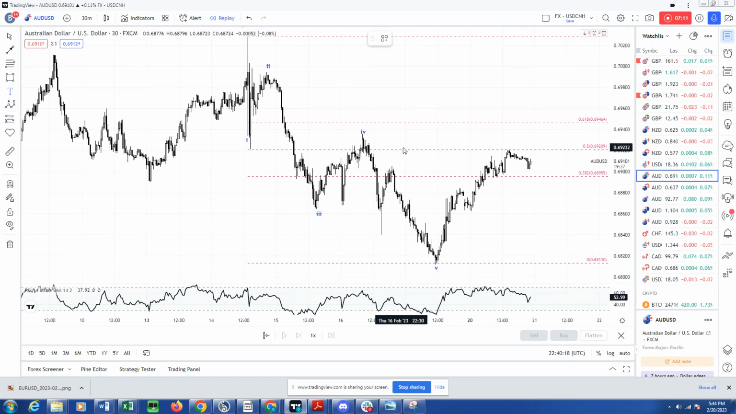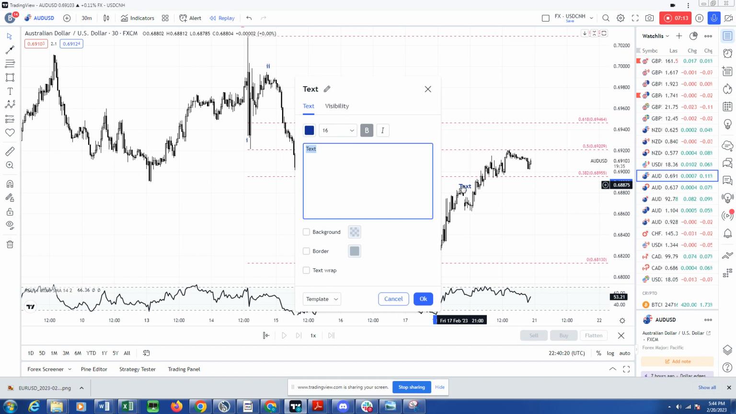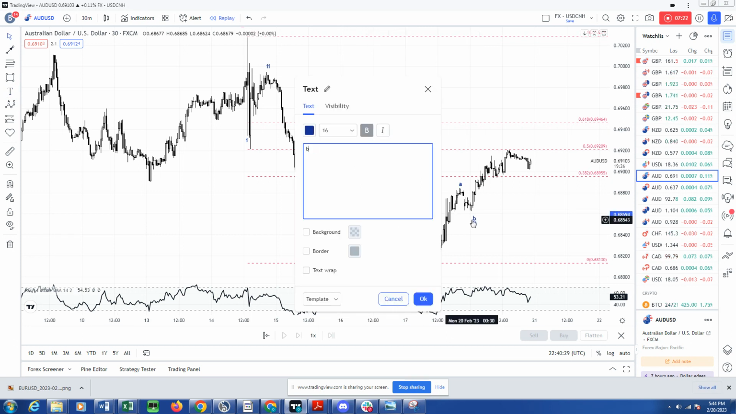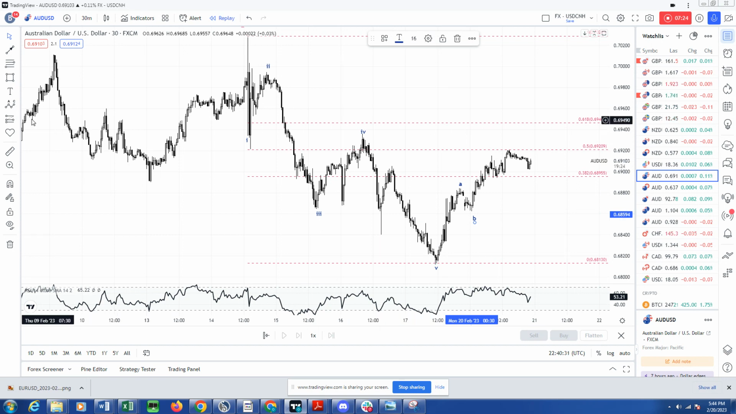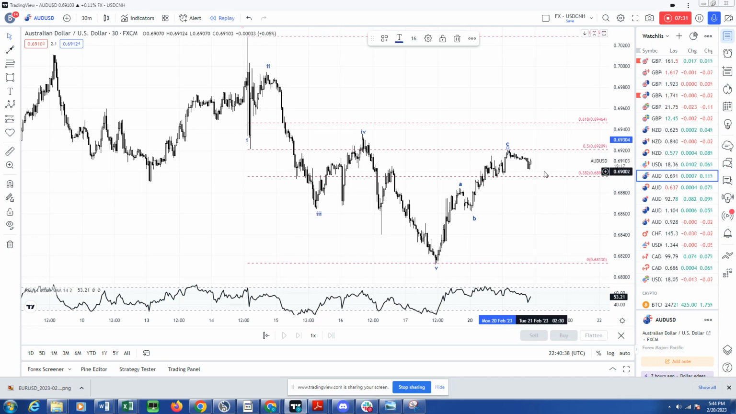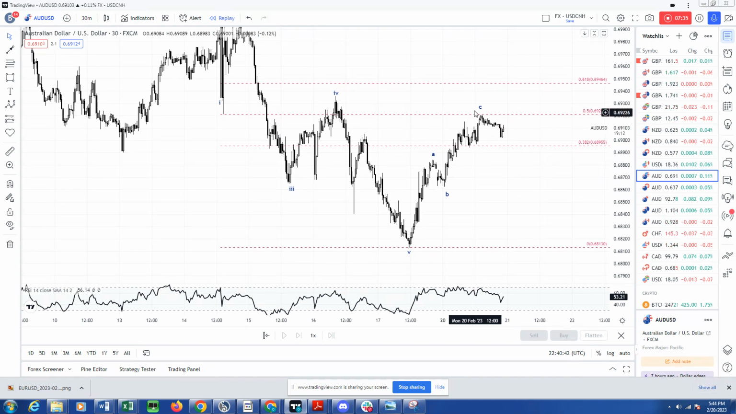And this obviously here is A right here. This is B. And I think now this would be at the Fibbo of this move, this would be C. So now I know that on my bucket A, I could be short Aussie, protecting against the high of wave C.